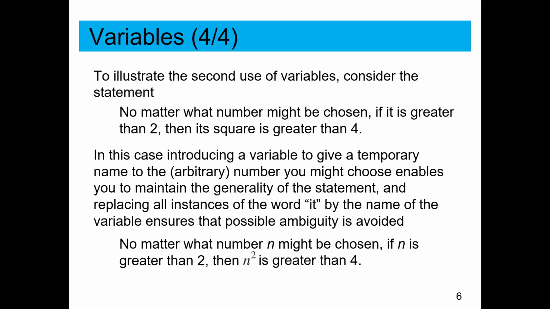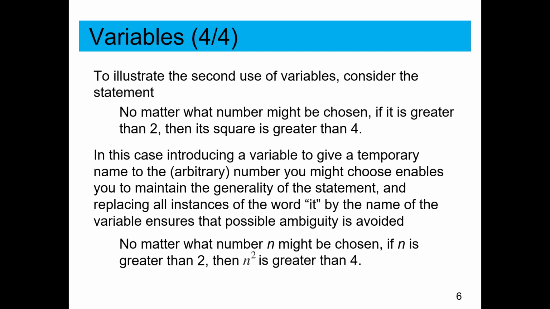And last but not least, talking about variables one more time, let's look at another sentence. No matter what number is chosen, if it is greater than 2, then its square is greater than 4. Now, we can again say it can just become n, being an arbitrary number. Again, I can use the number n and so forth.